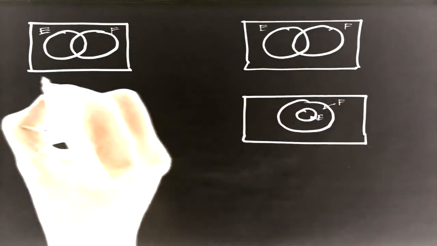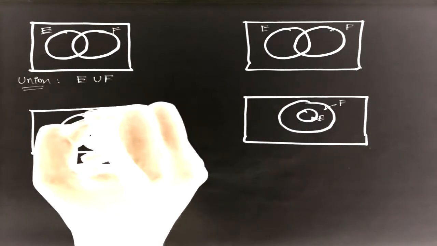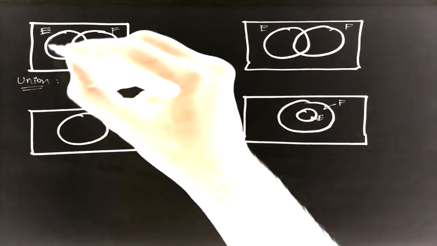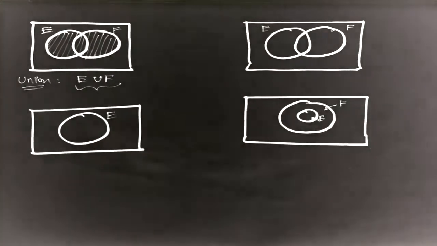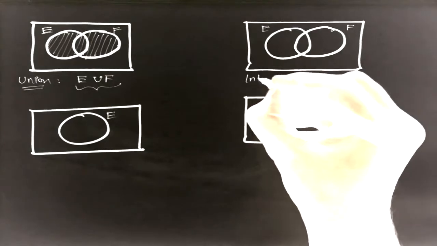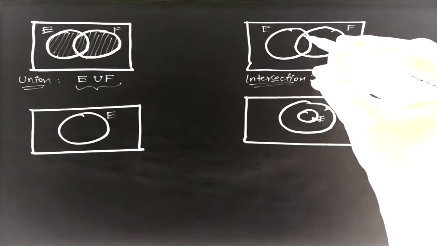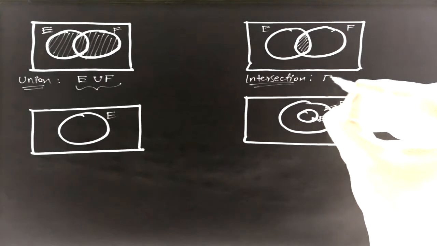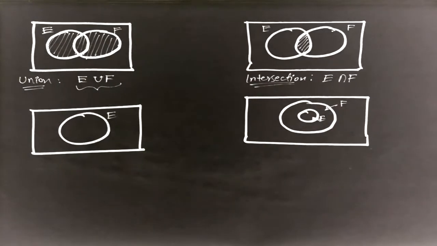When I talk about union, it is shown by the sign E union F. It means all the elements coming in event E as well as event F. So the shaded portion over here represents E union F. When I talk about intersection, this means all the parts that are common between E and F. It is shown like E intersection F. So we are focusing over the shaded portion.